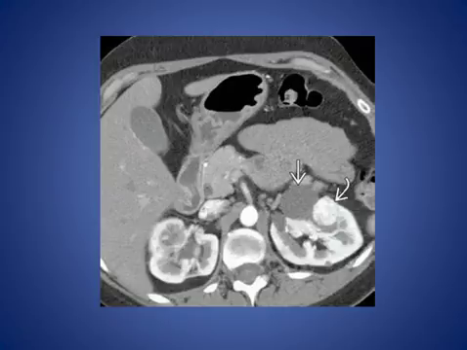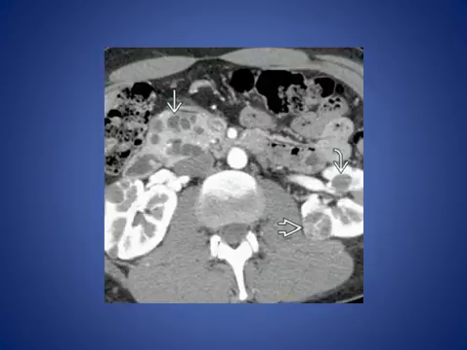Here we see a patient with von Hippel-Lindau disease with multiple renal cysts and a solid enhancing mass on the left kidney, and this is renal cell carcinoma. Here, this patient with von Hippel-Lindau disease, axial CT scan shows multiple renal cysts here, there, and also multiple pancreatic cysts. Some mass here is an enhancing renal cell carcinoma, and this is classic for von Hippel-Lindau disease.